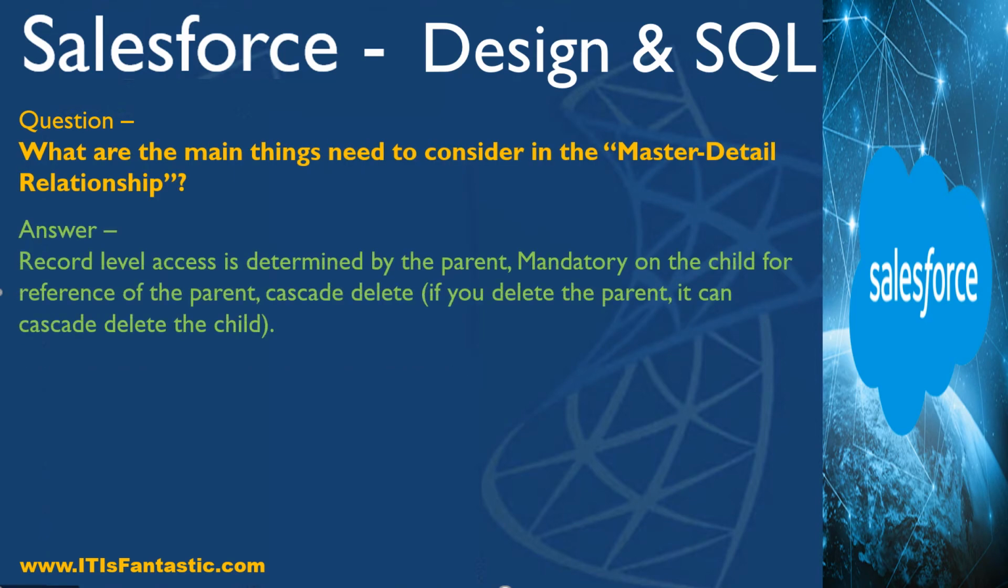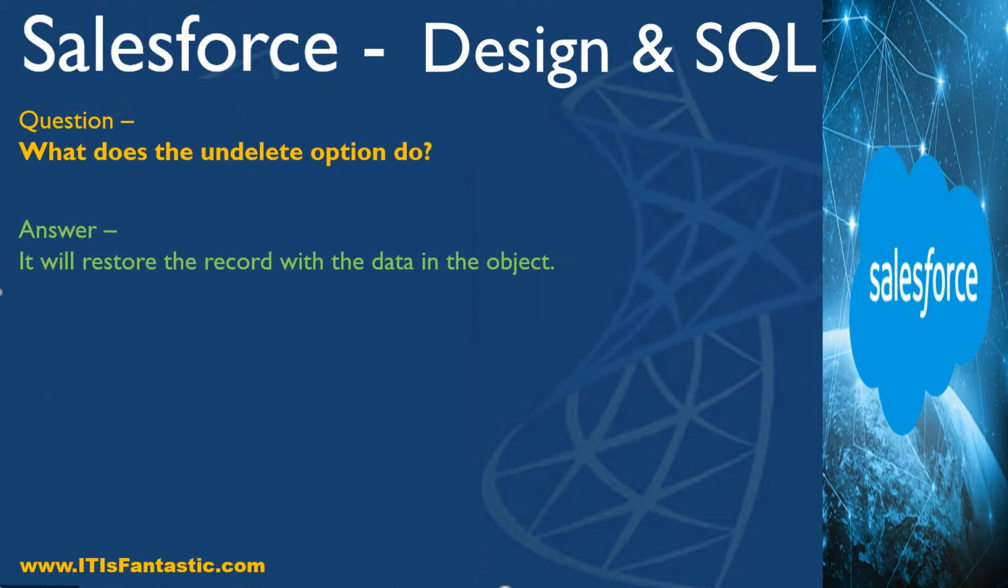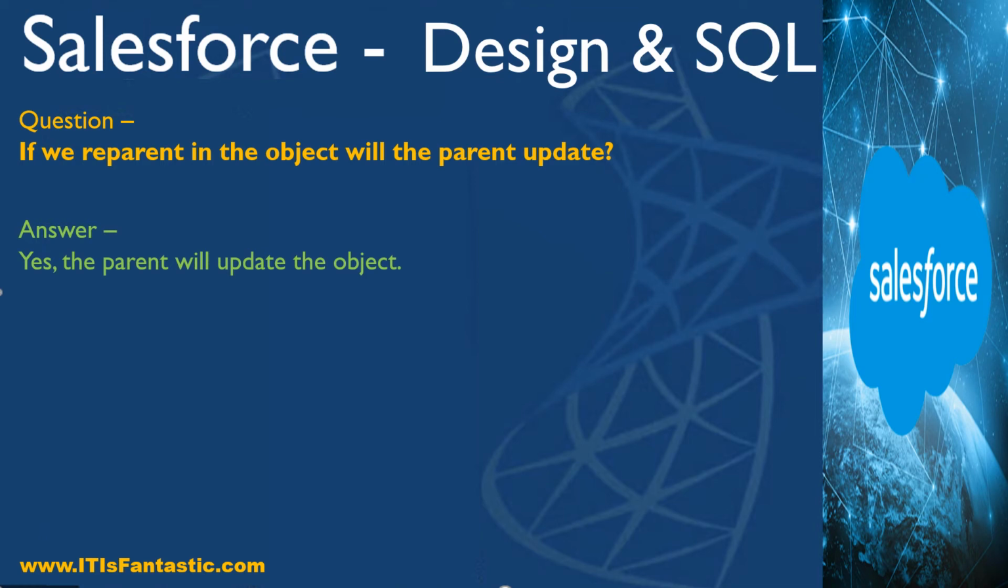What are the main things to consider in the master detail relationship? Record level access is determined by the parent, it is mandatory on the child for reference of the parent, and cascade delete. What does the undelete option do? It will restore the record with the data in the object. If we reparent in the object, will the parent update? Yes, the parent will update the object.